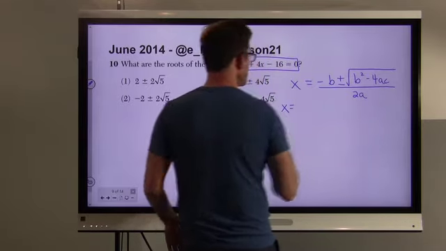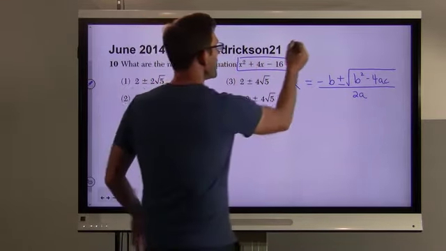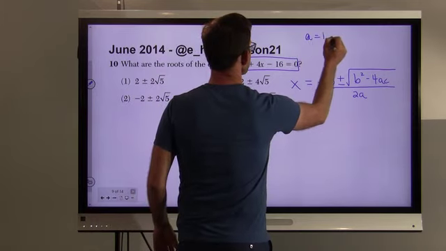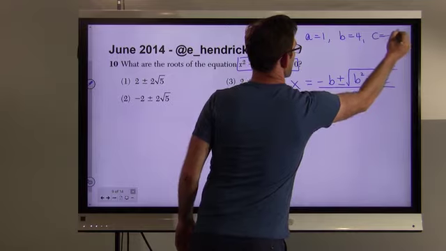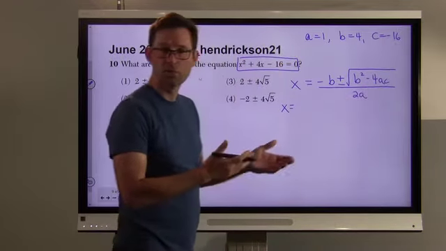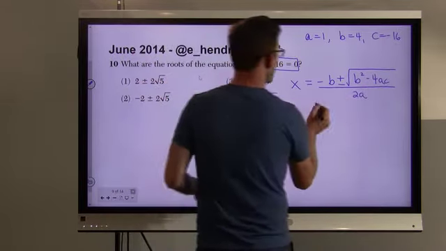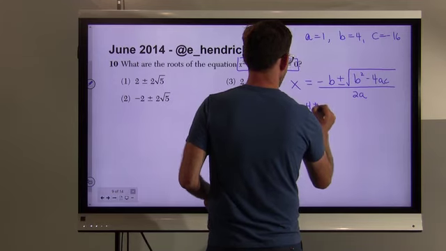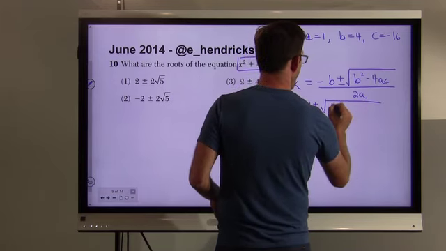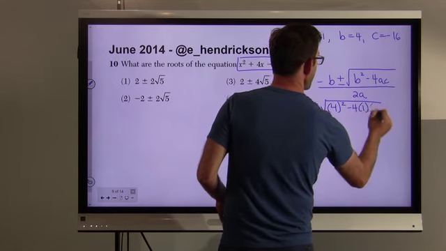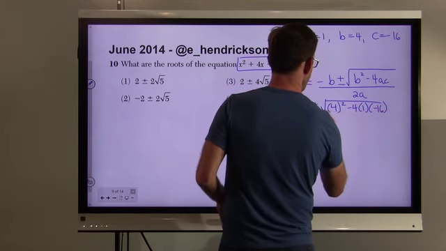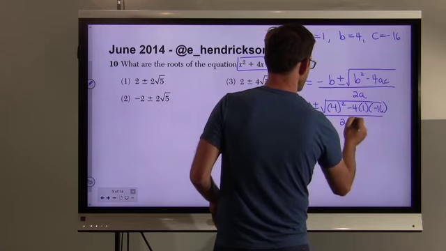All right, so let's do it. Hopefully everybody's very comfortable with a equals 1, b equals 4, c equals negative 16, right? So it's just plug and chug. We're going to get negative 4 plus or minus the square root of 4 squared minus 4 times a times c, all divided by 2 times a.